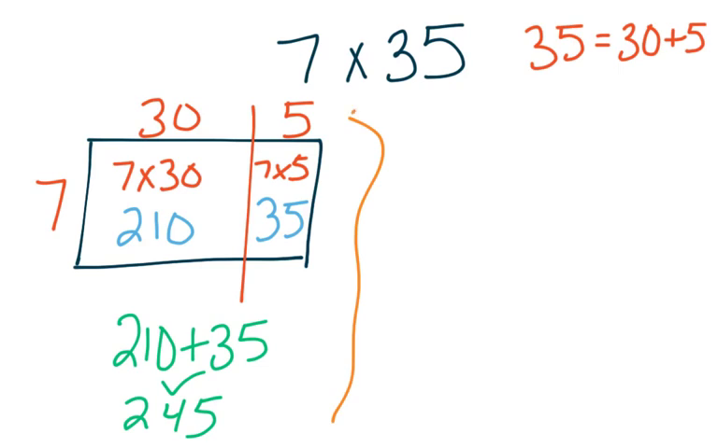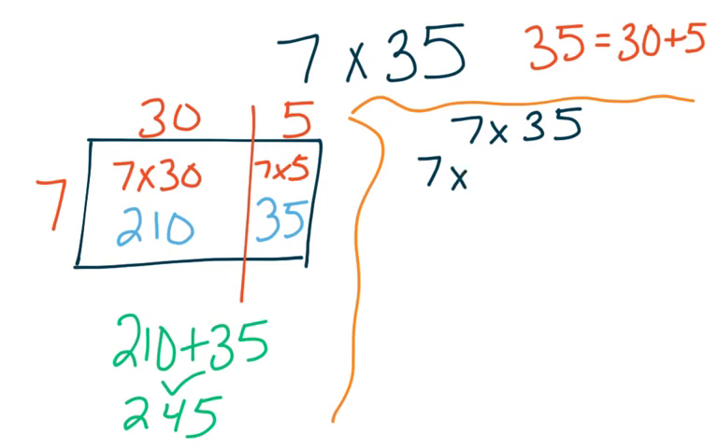I'm just going to draw a little squiggly line here, and we're going to start off with our problem 7 times 35 on this side. Now we're going to follow very similar steps. Our first step is going to be to expand our number 35. So our 7 and our multiplication sign is going to stay the same. Then we're going to draw a parentheses, and we're going to expand 35 into 30 plus 5. And we're going to close our parentheses.